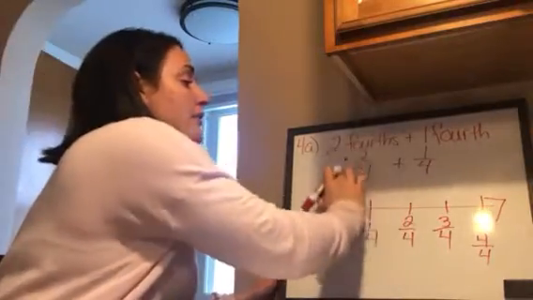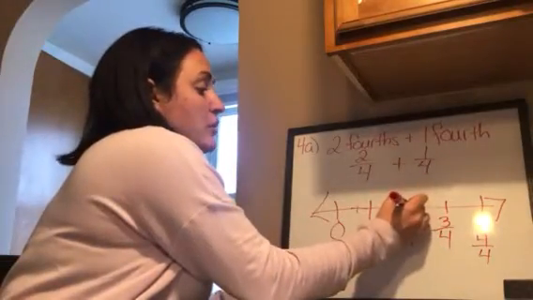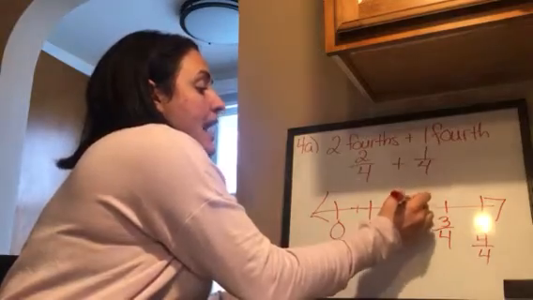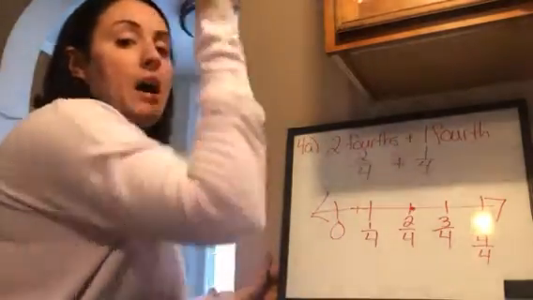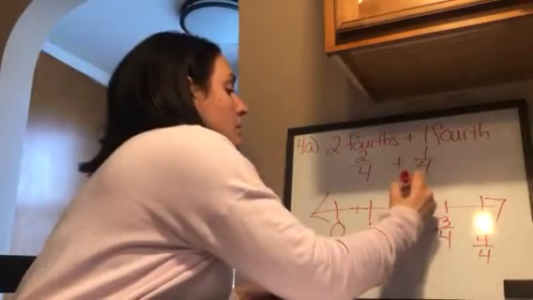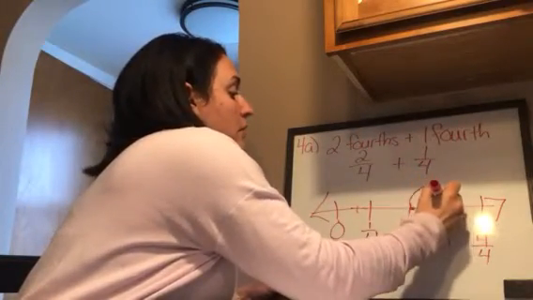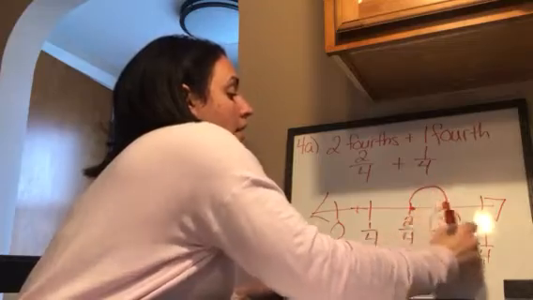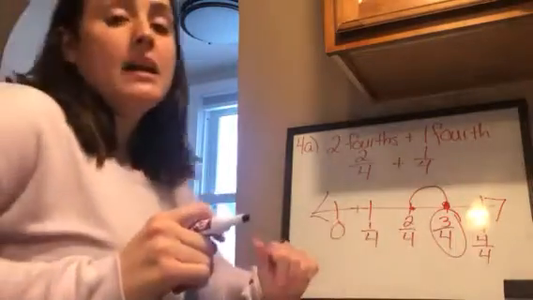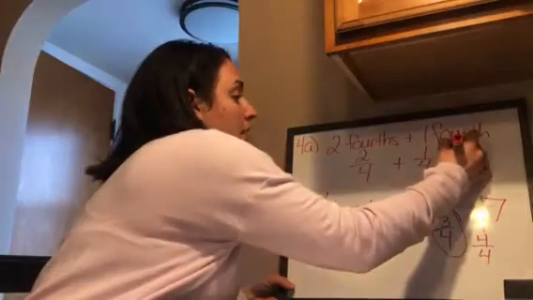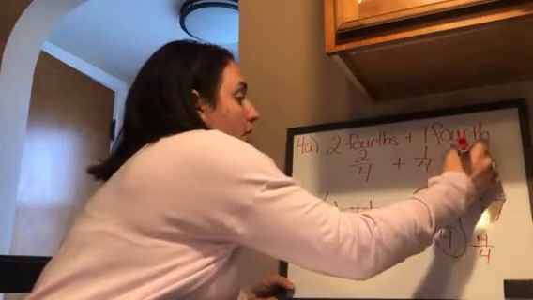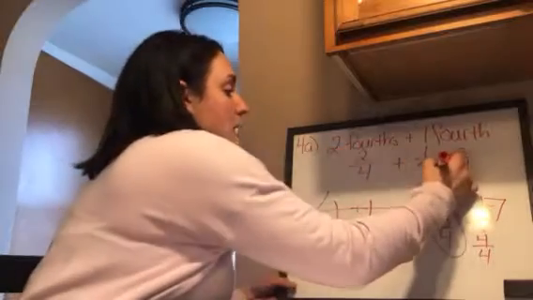So we start with our first fraction, which is 2/4. And we are adding 1/4, which means we are going to the right. We want a larger number. So we do 1 hump for 1/4. And our fraction becomes 3/4. So 2/4 plus 1/4 equals 3/4.